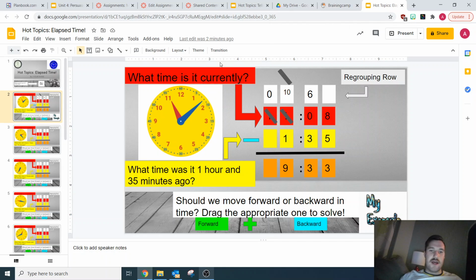It might help you, but just remember when we regroup, you're going to regroup an hour into 60 minutes. Also, if you're regrouping 12 hours, then you're going to go back. So if you're at 1 o'clock and you take an hour, then you'll be at 12 o'clock. So remember, time goes from 12 o'clock back to 1 o'clock. So it's a little bit tricky there.